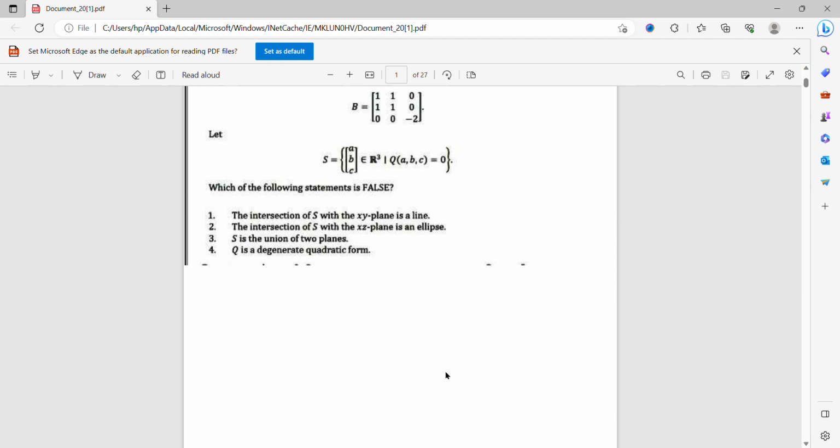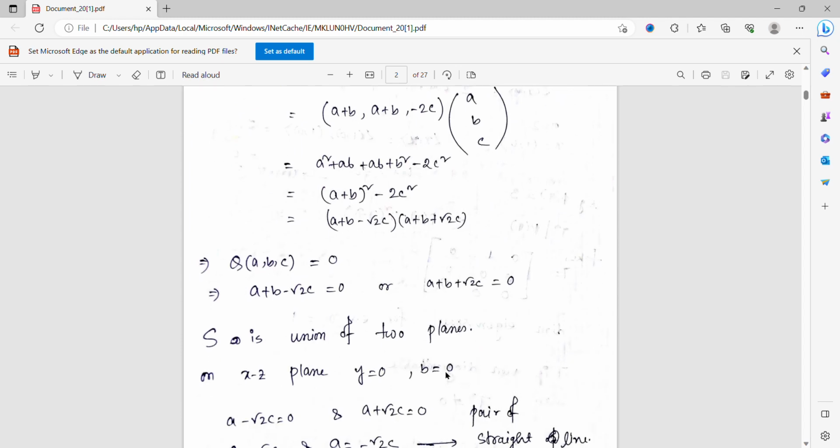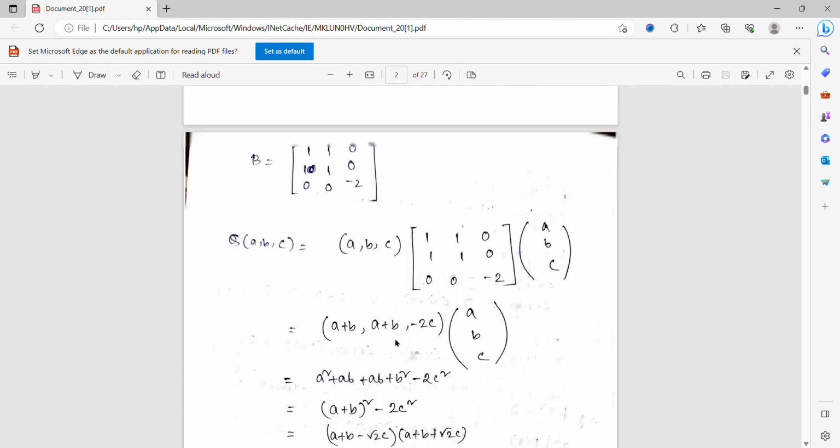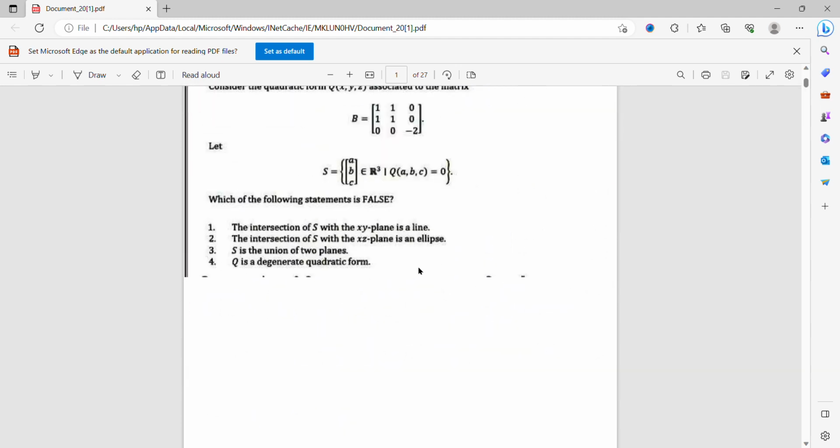Now the first statement is definitely true, because the intersection of S with the XY plane means the Z coordinate equals 0. That means c equals 0. So if c equals 0, a + b equals 0. That means a equals minus b. That means x equals minus y. And this is a straight line. So option 1 is definitely true.